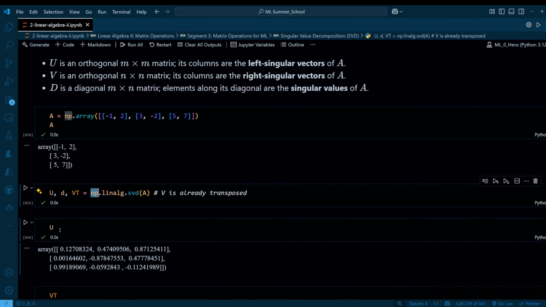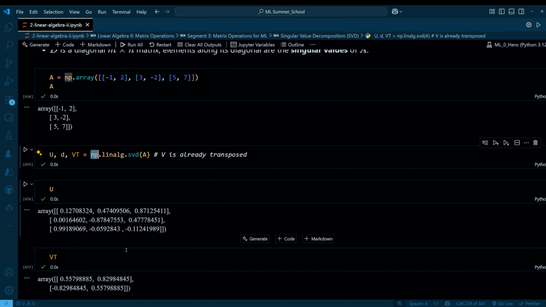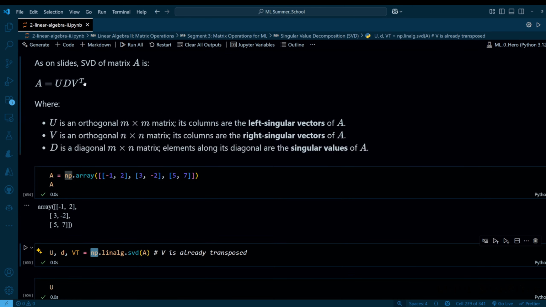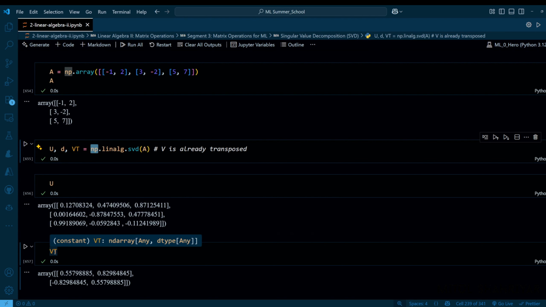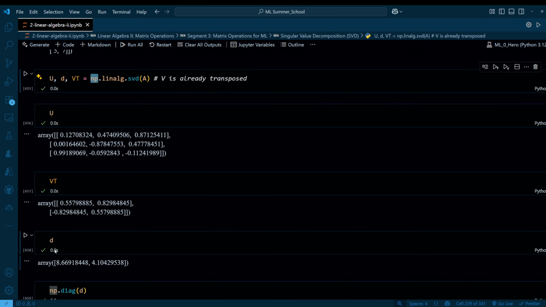Now what is U? U is exactly m into m. I will just show you the size of the thing so you will understand. You just assume that you just got U. Then VT is basically V transpose. So we just mention that by VT. This is another matrix, and we have got another matrix which is D. It's not a matrix, but yeah, it's a vector. You can see it's just one dimensional, so you can call it a vector.